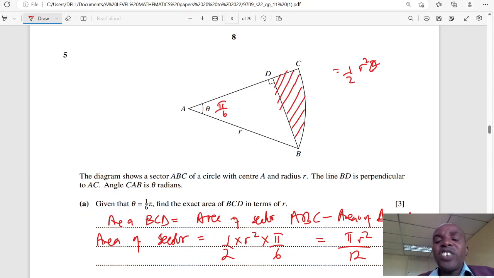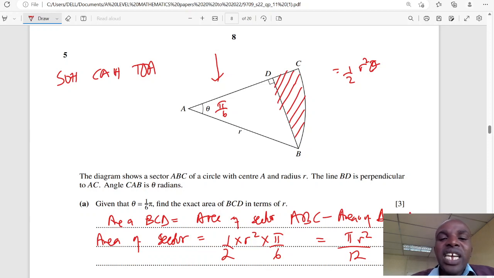Part number 2, we now want the area of triangle ABD. How can you find the area of this part? Can you use base times height? Yes, but you must have the base or height. Or you can just use half AB sine theta, but you have to find our side AD. How can you find AD? Since ABD is a right angle triangle, we can use SOHCAHTOA.